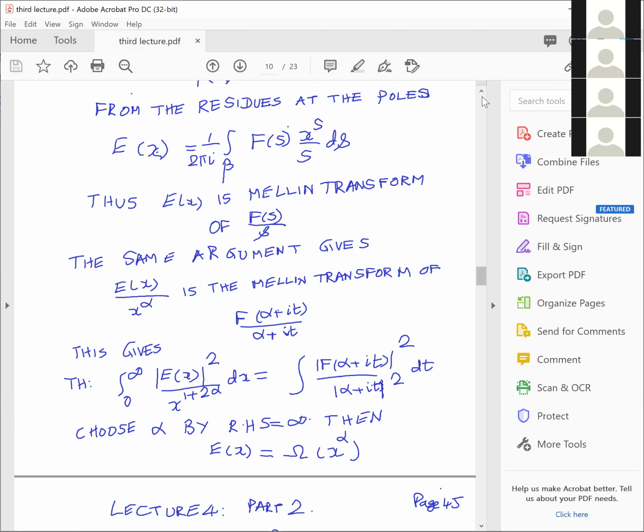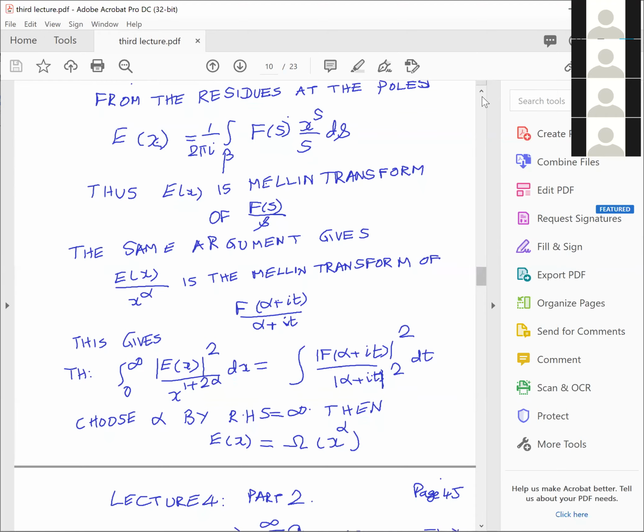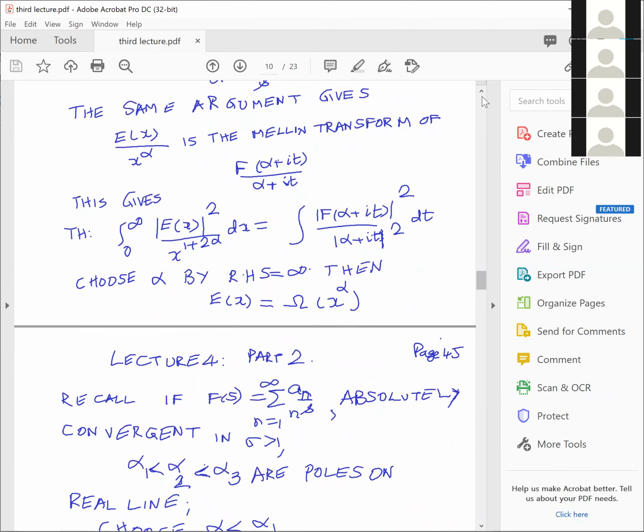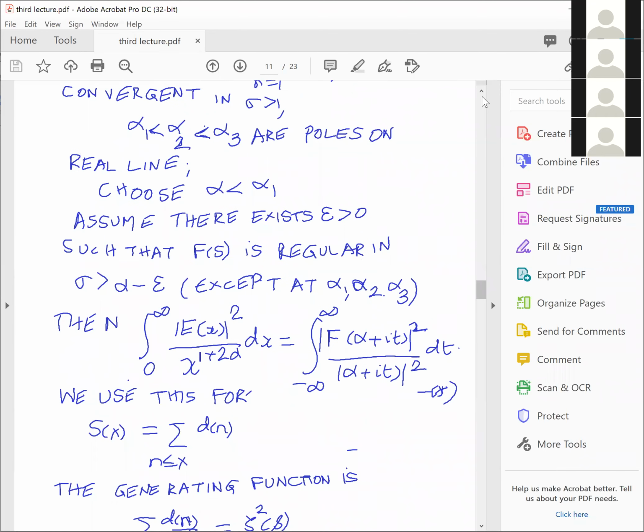That's therefore how the growth of the function F gives you an omega result. The fact that F grows when you move towards the left gives you an omega result. Therefore, let me give one application of it. This is what we proved just now.